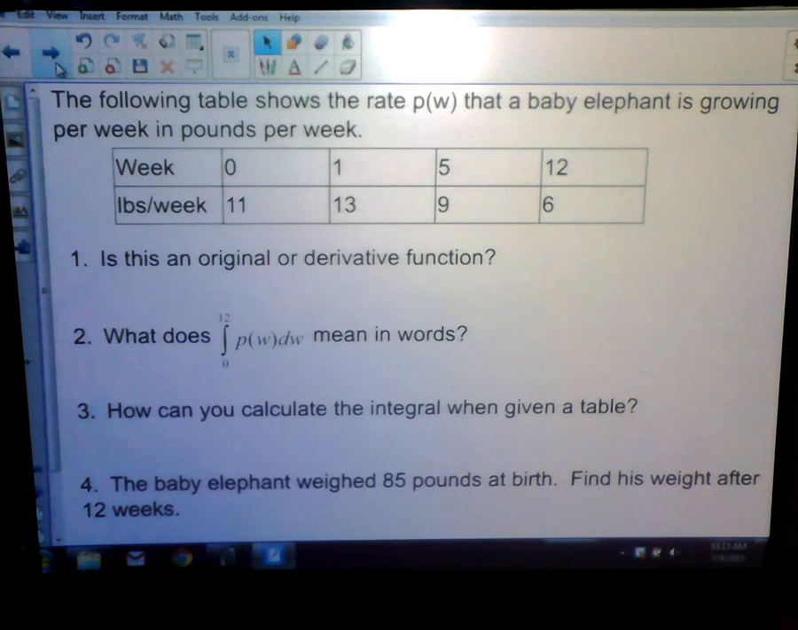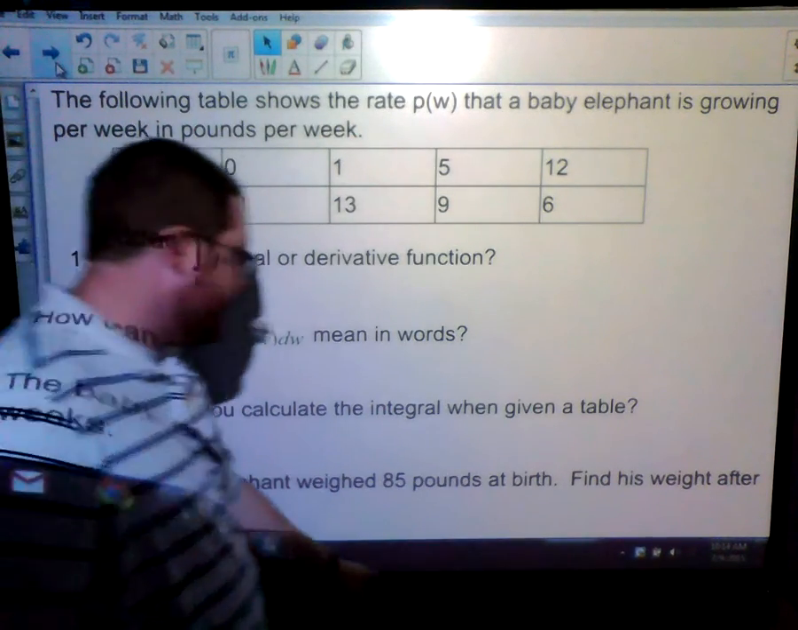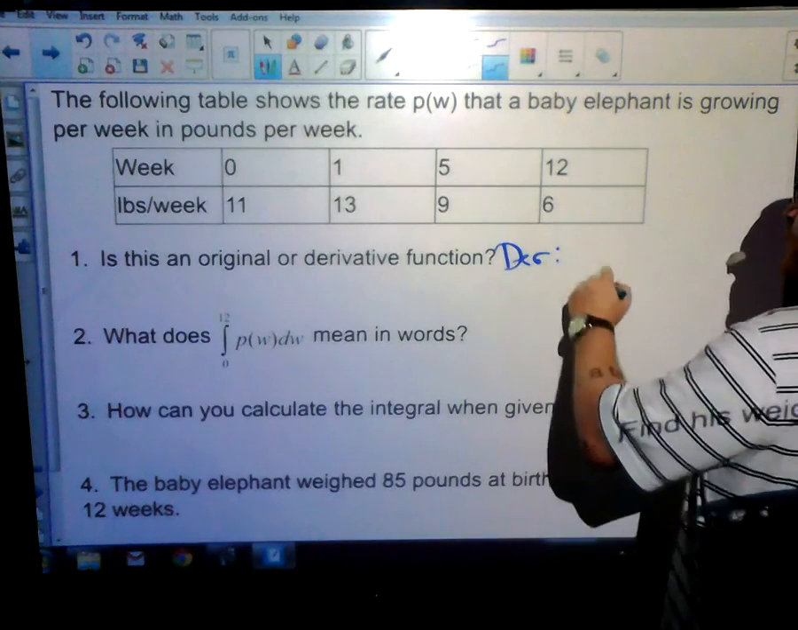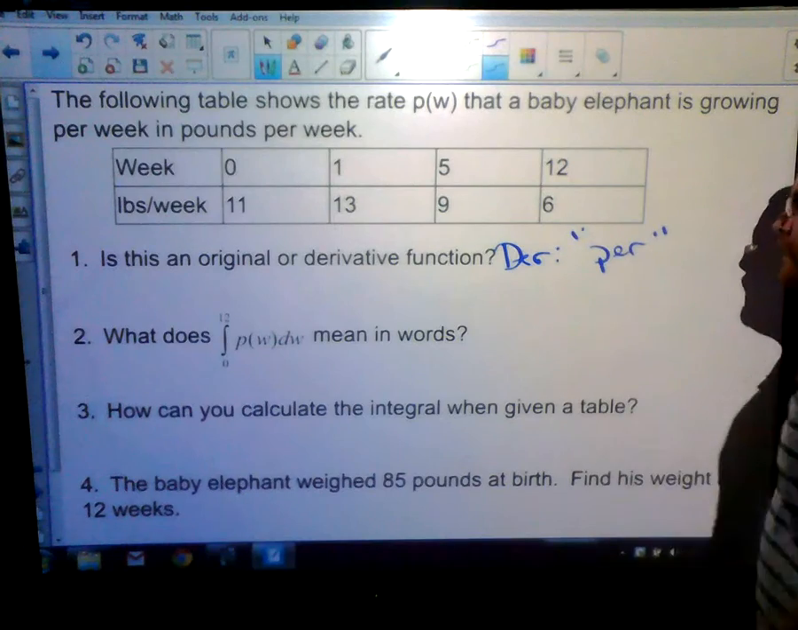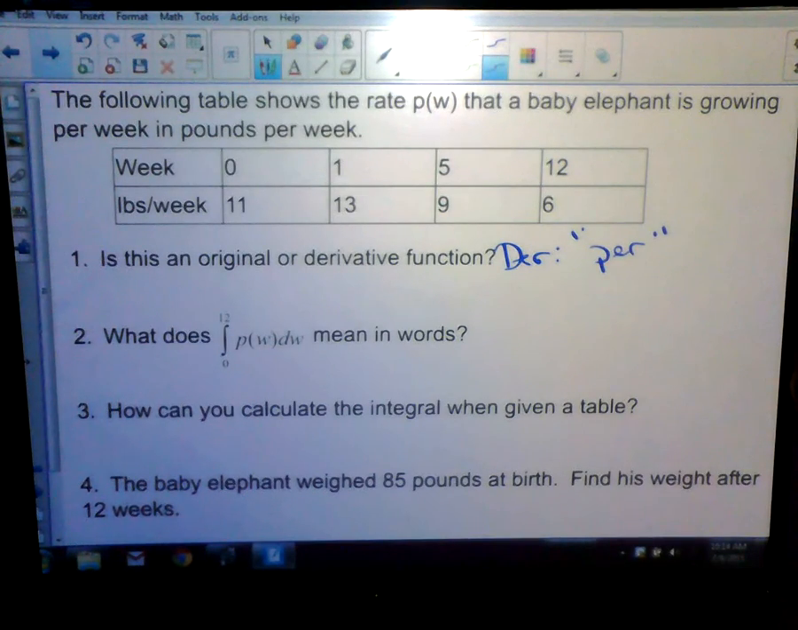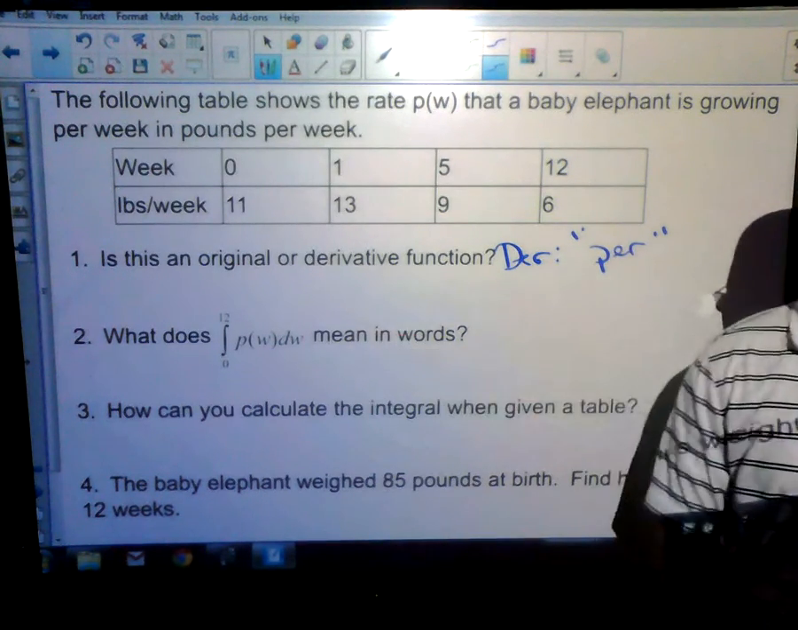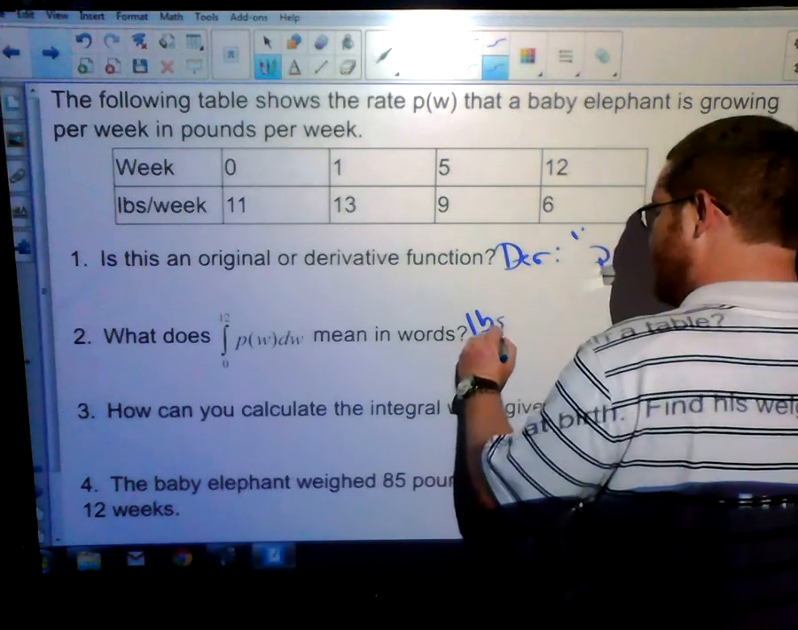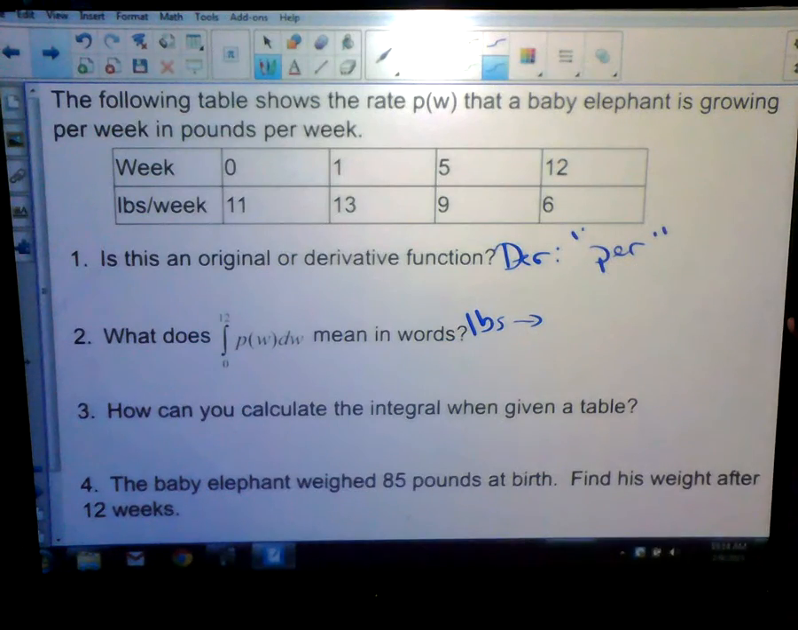Let's take a look at this one. This was a table. The following table shows the rate in pounds per week that a baby elephant is growing. Pounds per week. Is this an original or derivative function? You should know it's a derivative function. Why is it a derivative function? It's a derivative function because of the per. Pounds per week makes it a slope. What does this mean in words? If you integrate pounds per week, you get pounds. That'll give you a good first clue.